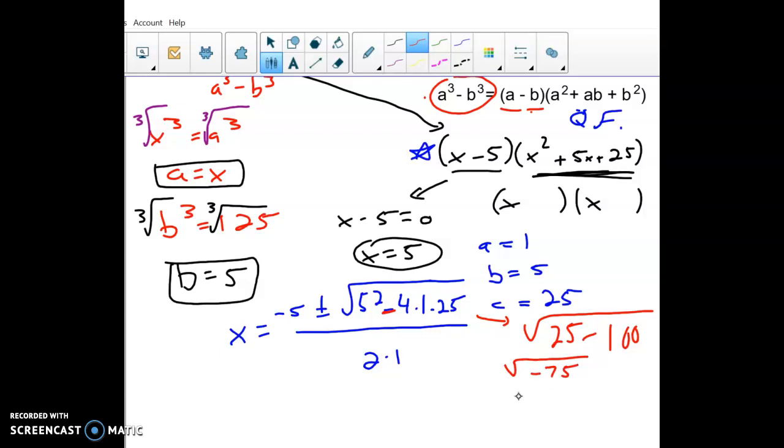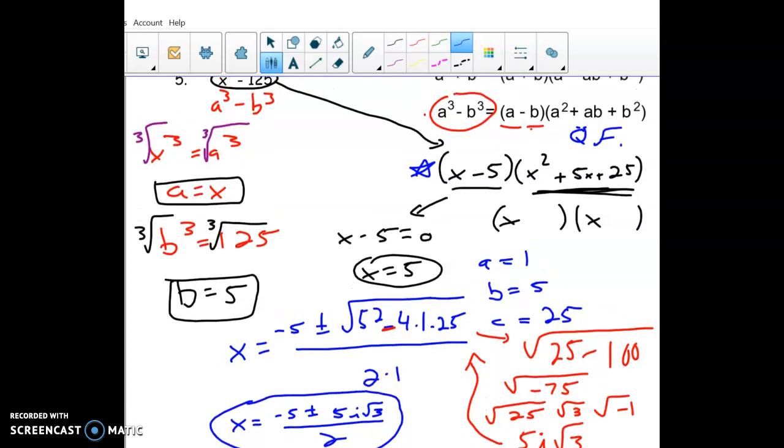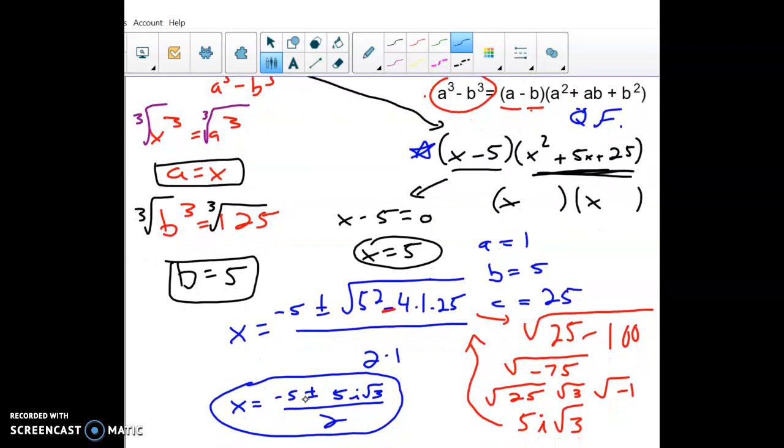So we know it's going to be i for the negative part, but then also 75 you can break into like 25 and 3, because 25 times 3 is 75. So all that radical cleans up to be a 5 for root 25, an i for square root negative 1, and then a root 3. Okay, so we're going to plug that back in. Okay, so our other two answers for x are negative 5 plus or minus 5i radical 3, and divide it all by 2. Okay, and so our total answers are 5, and then those two imaginary. So this little thing, x cubed minus 125, has 3 answers: 5 and then 2 imaginary answers.